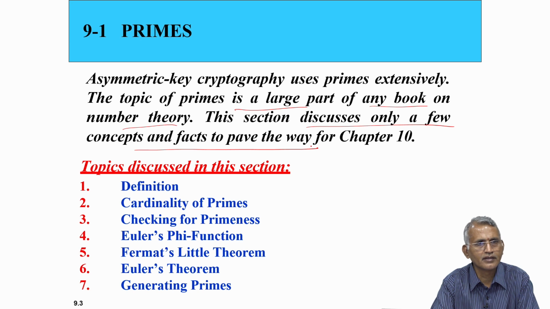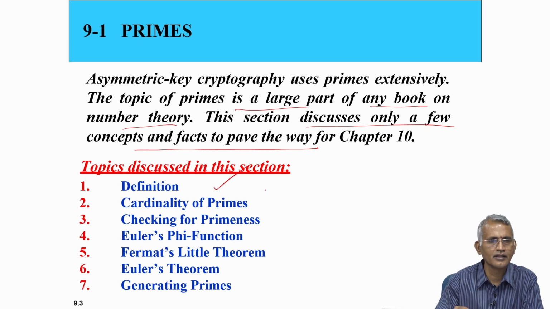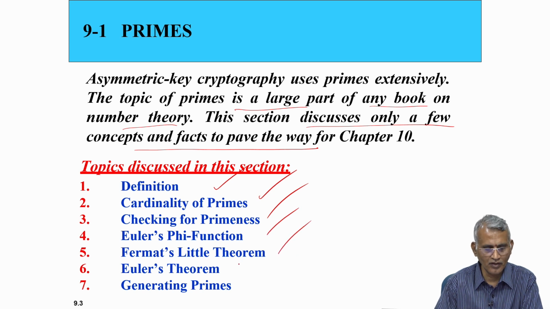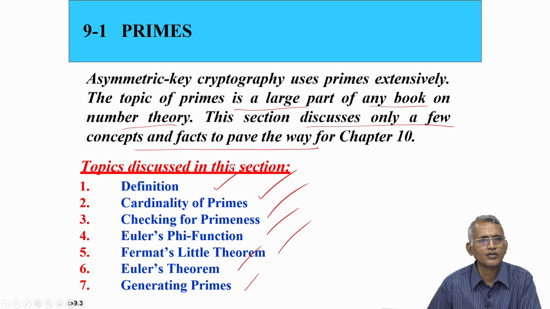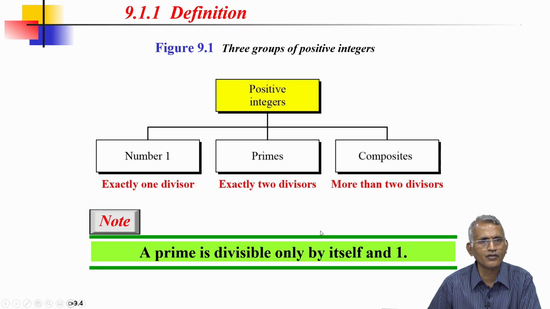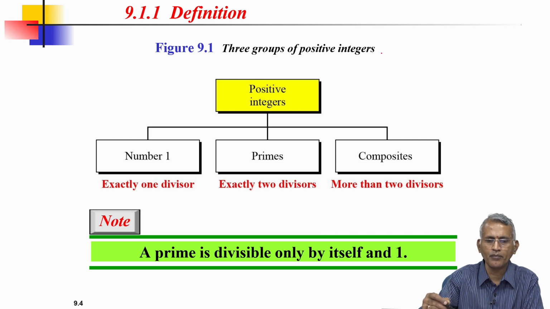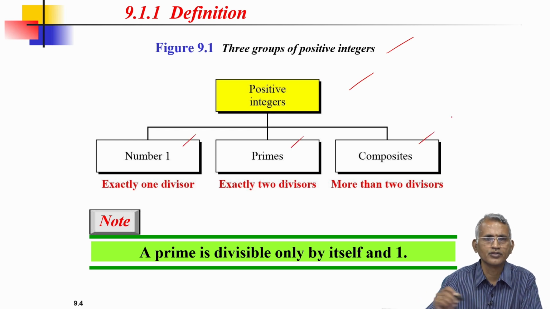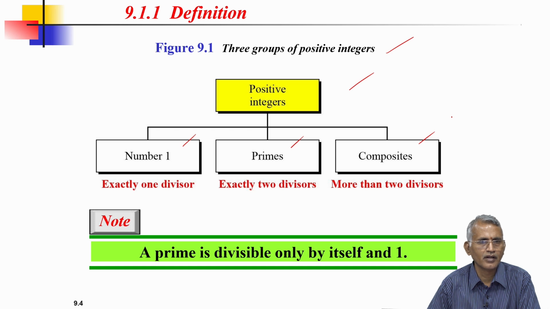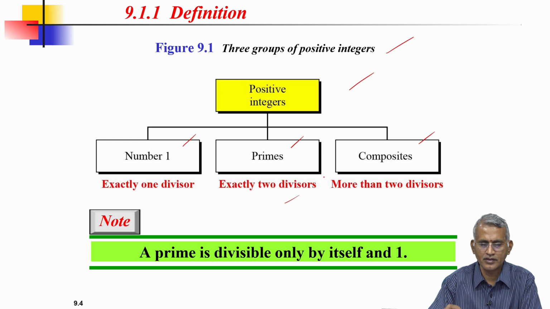The topics discussed in this section are definition, cardinality of primes, checking for primeness, and the Euler phi function. We have also discussed Fermat's little theorem, Euler's theorem and generating primes. Figure 9.1 shows the three groups of positive integers: the number 1, primes and composites. The number 1 has exactly one divisor, a prime has exactly two divisors, and composite numbers have more than two divisors.